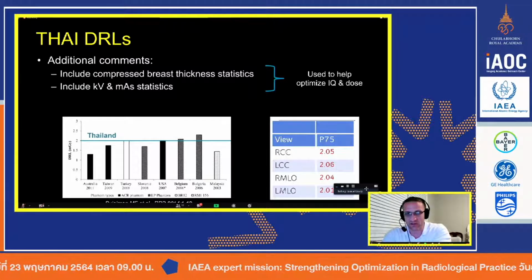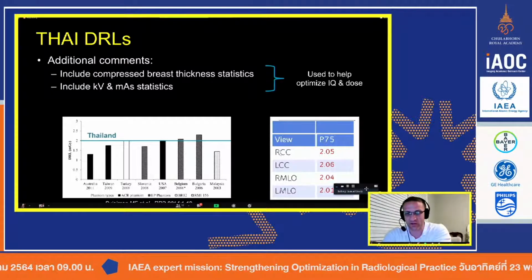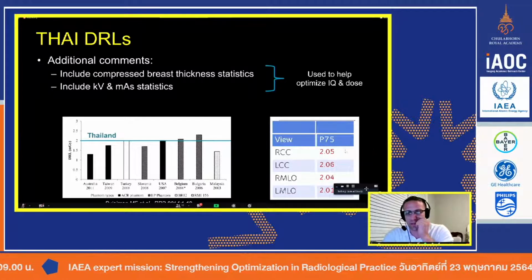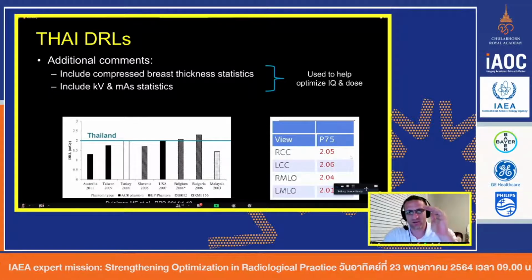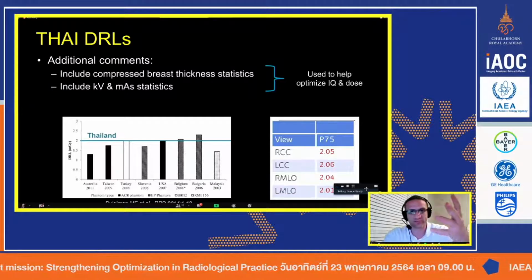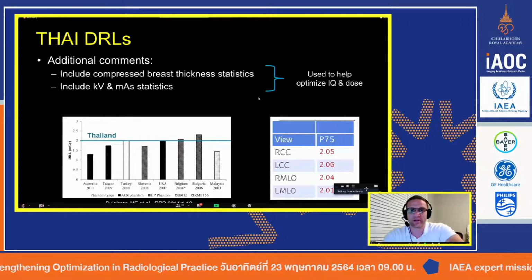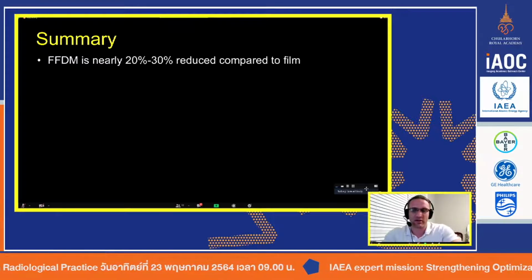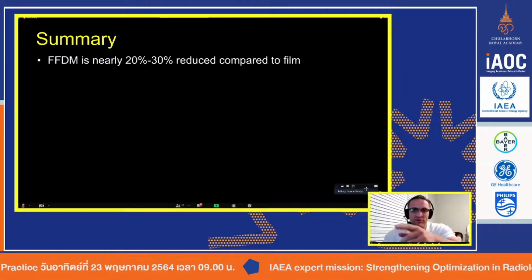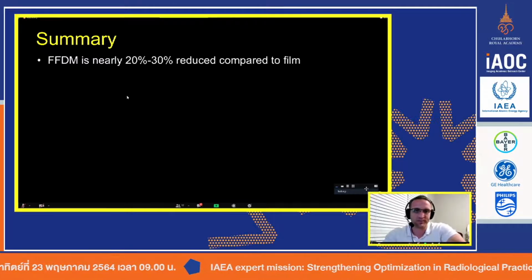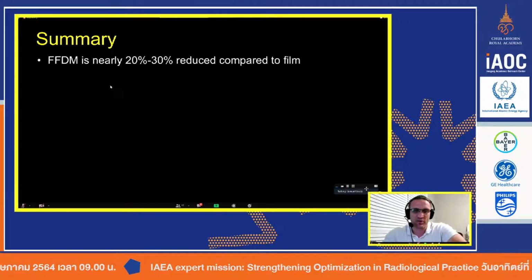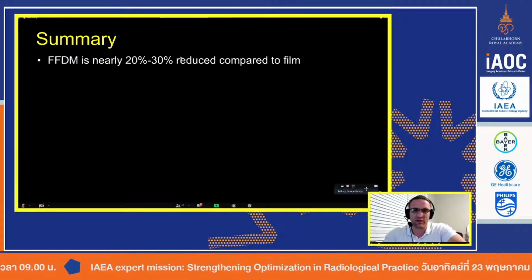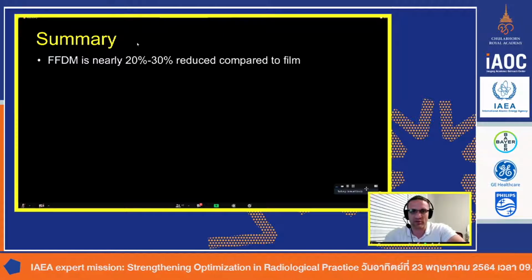So say this RCC, this right craniocaudal, they gave a 2.05. That may have been for like a 25 kV at, I don't know, whatever mAs. And so it's just helpful for them to really focus in on how the other hospitals can set up their quality control.